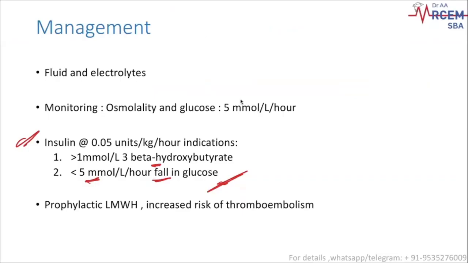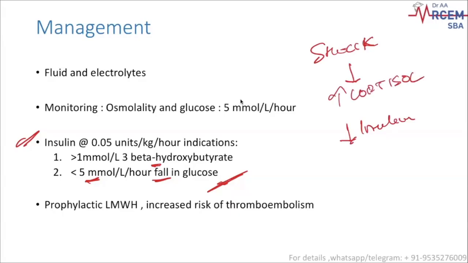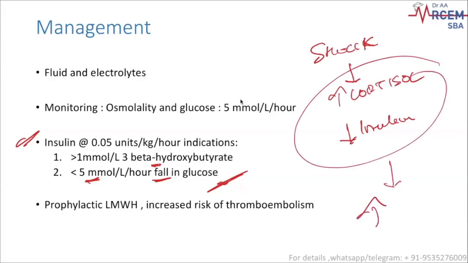So if the patient is hypoglycemic and presents with shock, I don't understand this question. Still, hypoglycemia needs to be treated. Shock needs to be treated separately. Unlikely a patient with shock will have hypoglycemia. Why? What will happen if the patient is in shock? Counter-regulatory hormones will increase. What are the counter-regulatory hormones? There is a decrease in insulin levels and an increase in cortisol levels. Both of these will cause an increase in glucose levels. So do not start assuming things.